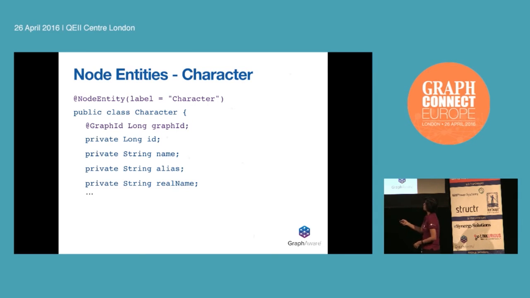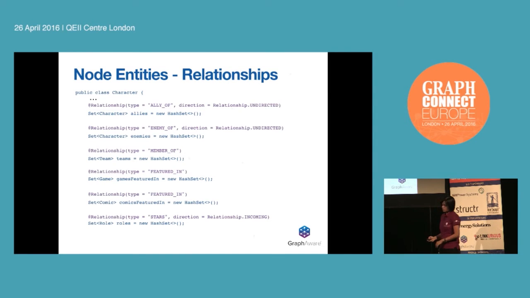Apart from that, we've got all the other properties that we want on the character node. So this is the node and its properties. Look at some of the relations. Okay, so the first one.